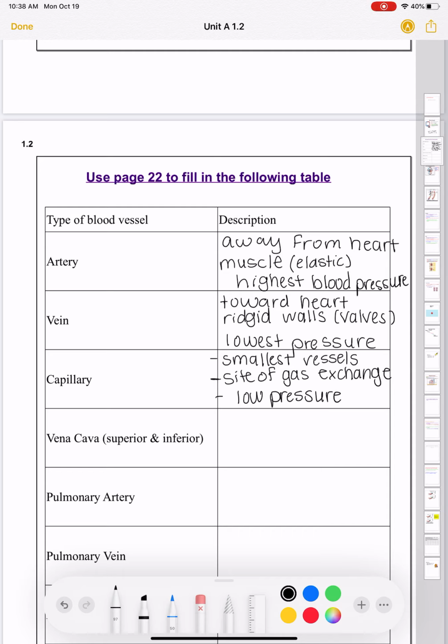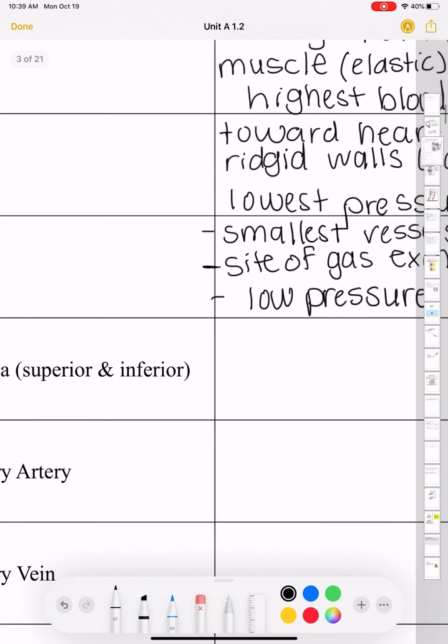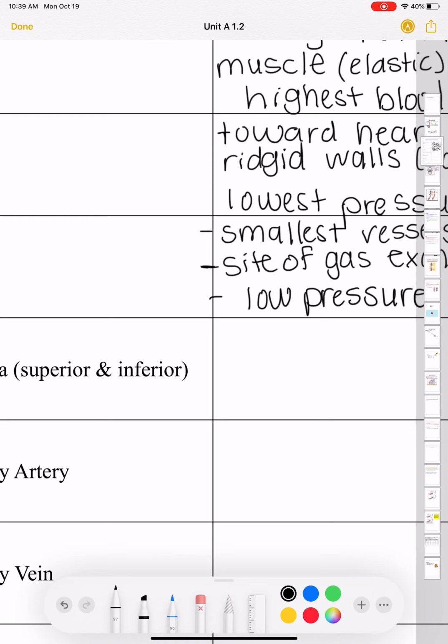The vena cava are the superior and inferior. This is going back to what we talked about in 1.1, looking at the heart. The vena cava is the part of the heart that the blood comes back into from. I'm trying to find a picture of a heart. So the vena cava is this one coming in from the bottom and this one coming in from the top. I'm going to say it collects blood coming back into the heart.